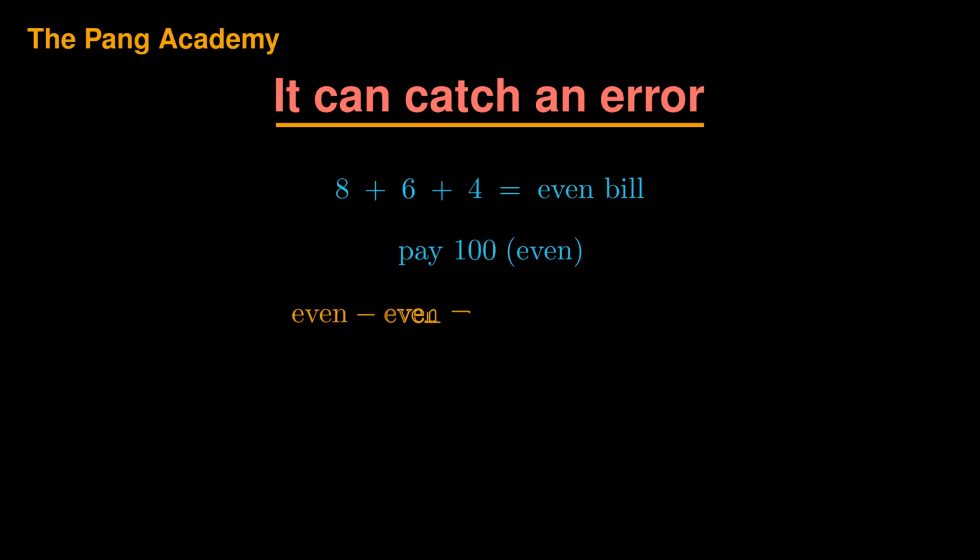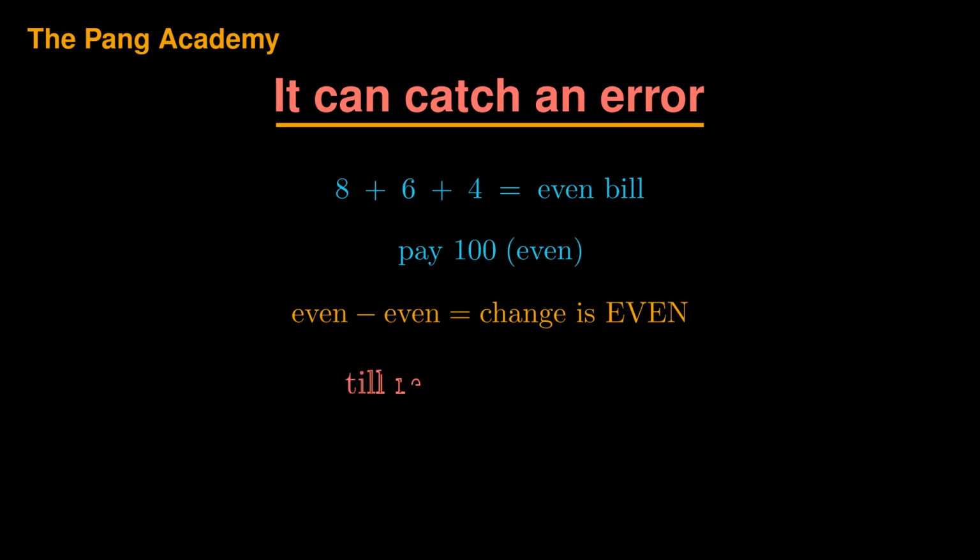It even works as a check in real life. Say a bill has 3 items, 8, 6, and 4. Every price is even, so the bill is even. You pay with an even amount, around 100. Even minus even is even, so the change has to be even. You didn't subtract anything to know that.